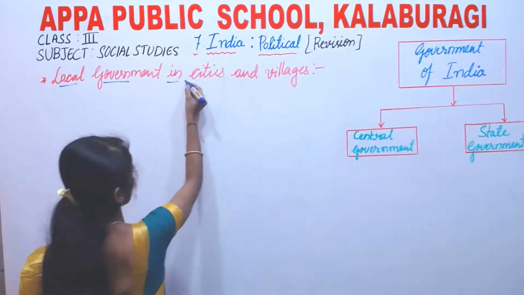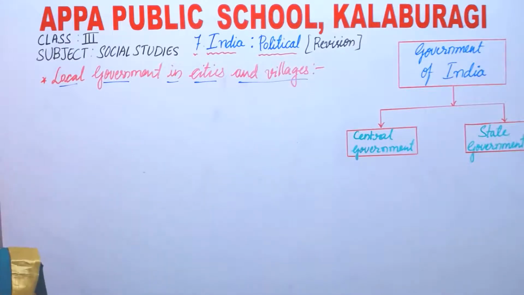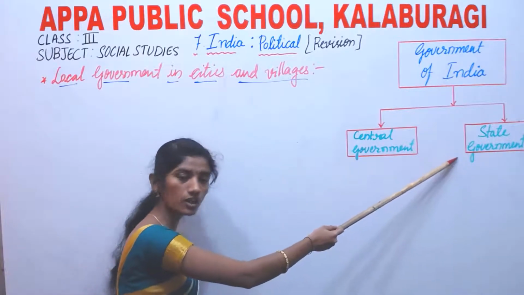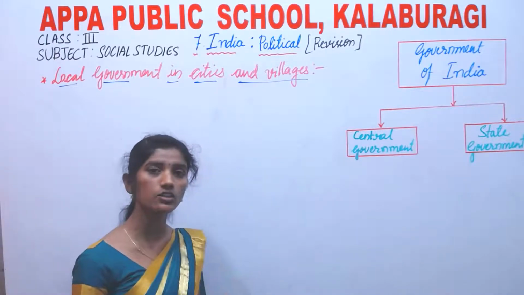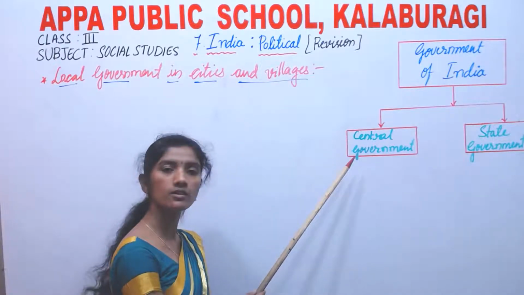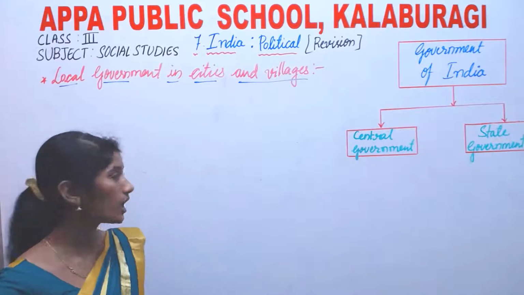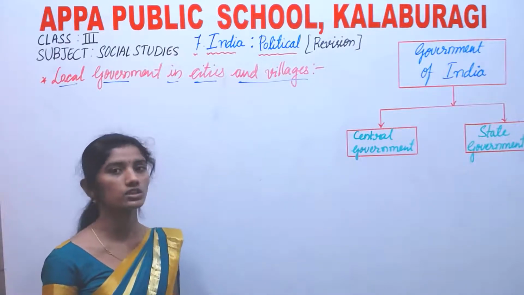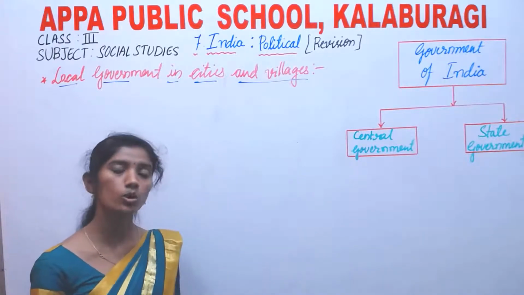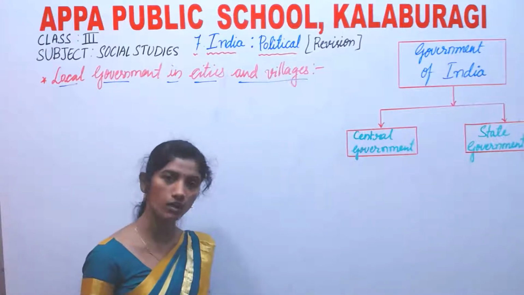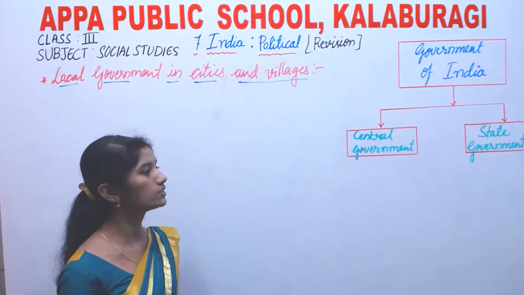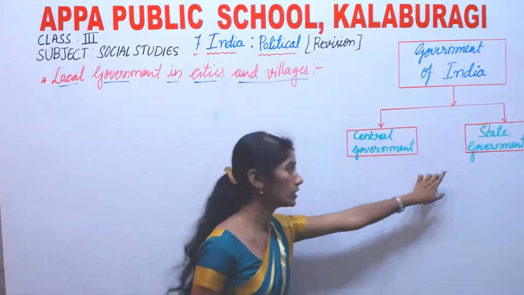Yes, before this, what have we studied, children? Government of India. There are two main levels. One is central government, another one is state government. Each state has its own government, but the union territories are directly governed by the central government. All the important government houses are located in New Delhi, since it is the capital of India. The president and prime minister are the most important people in the central government, and the chief minister and the governor are the most important people in the state government.